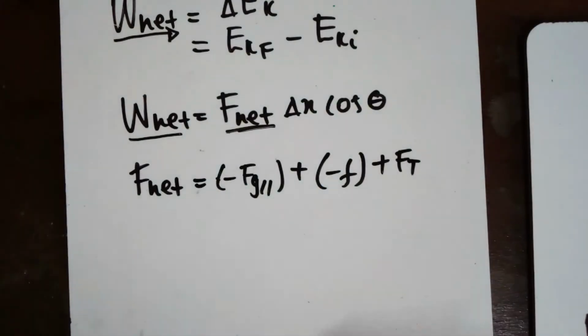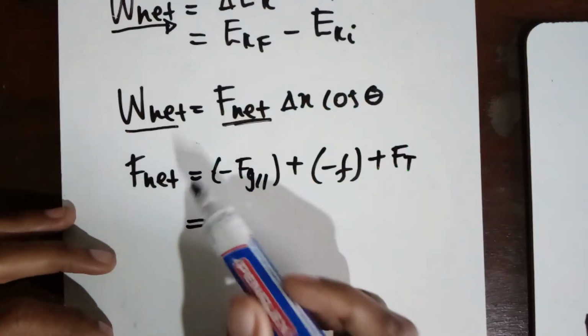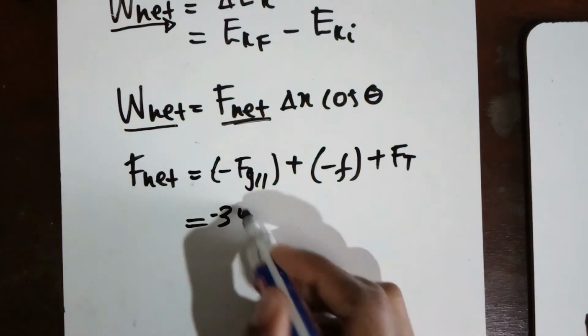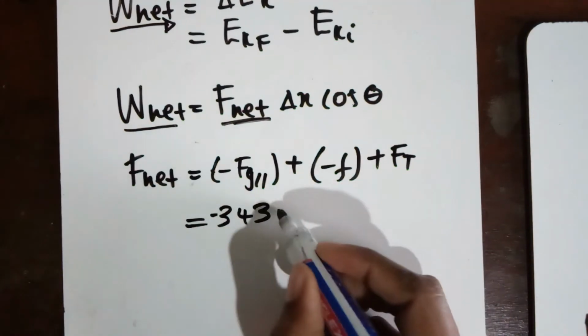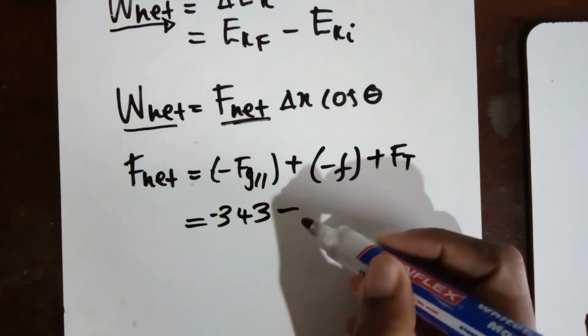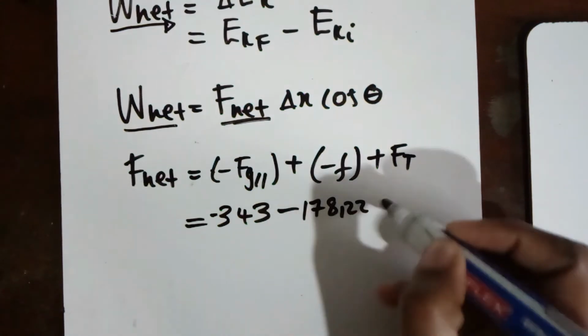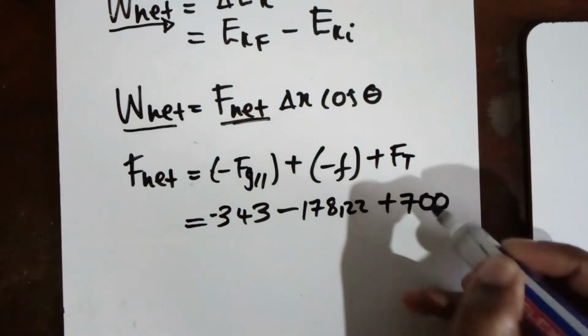So we have found that our FG parallel is 343, so it's going to be negative 343, minus our frictional force, which was given to us as 178.22, and then plus 700.